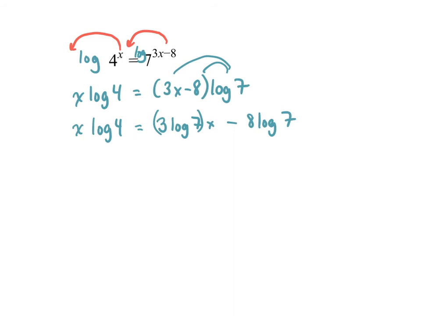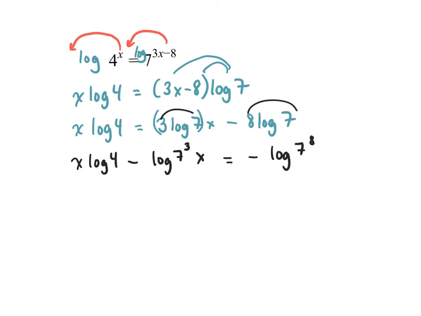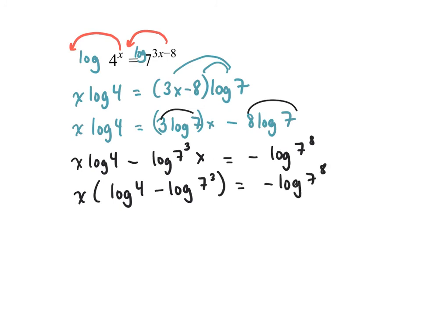And then our goal is going to be to take everything with an x to one side. So that's going to be x log 4 minus 3 log 7 x. I might write it as log 7 to the 3rd times x, just to get that exponent up front. You can put the x out front, however you want to do it. Equals negative log, I can write this as 7 to the 8th if I wanted, just taking those two exponents up front. So now the idea is we'll take an x out. So we'll have log of 4 minus log of 7 to the 3rd equals negative log of 7 to the 8th.